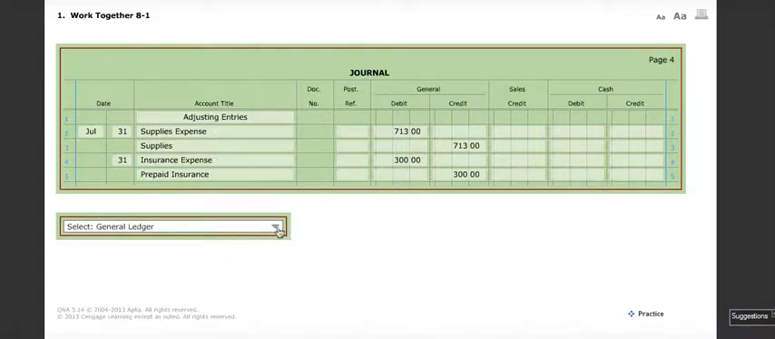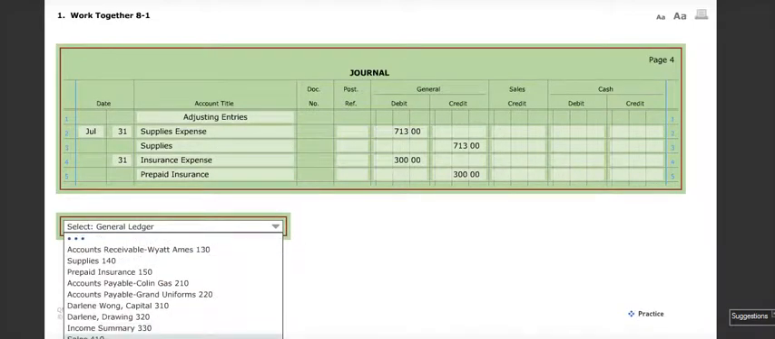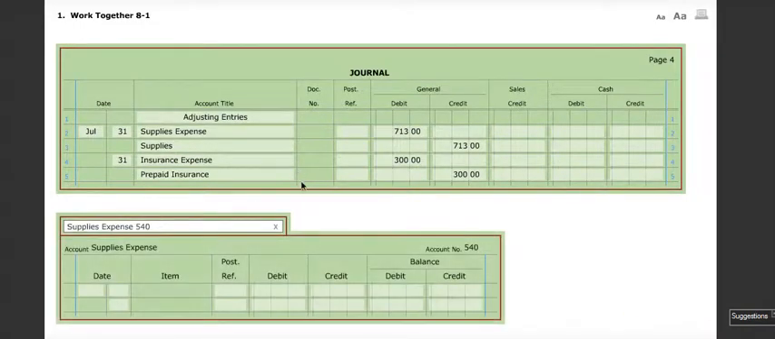I'm going to start with supplies expense first. So I need to go through and find supplies expense. There she is. Date needs to be July 31st. I'm getting this from page 4 of my journal, so I'm going to put number 4 there. And I'm putting a 713 debit, because that's what it is above, and bring it over for a balance of 713. And last step, this account 540 belongs right up here under the post ref, 540.